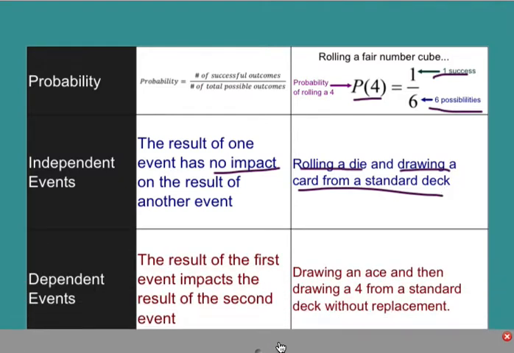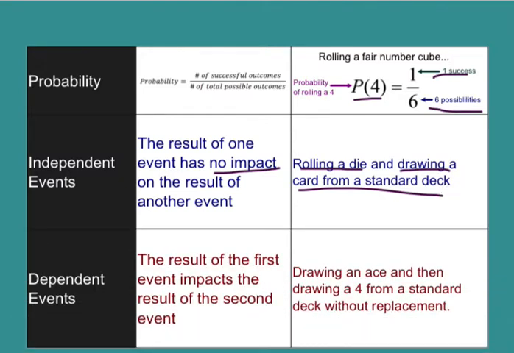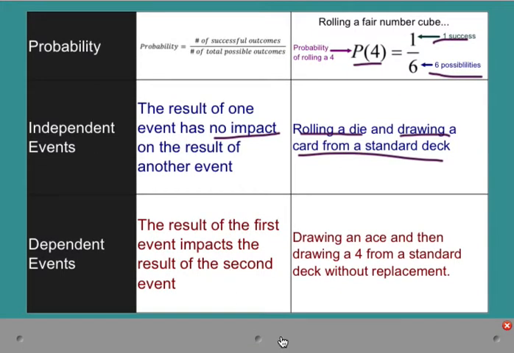Now, the difference is a dependent event. A dependent event is when the result of the first will impact the result of the second event. For example, if you draw an ace and then draw another card, but you don't put the ace back in, that's going to affect the total number of cards in the deck. So the two are related, and they do impact each other. Those are dependent events.